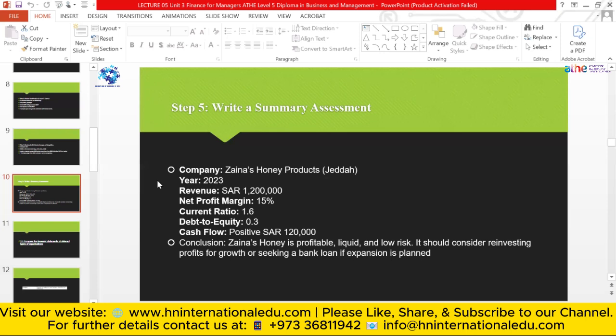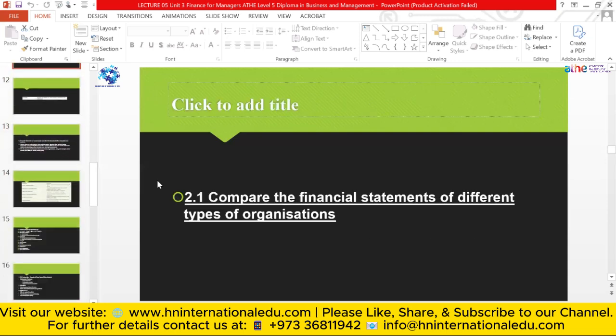So this was the actual breakdown of your LO2, what we're going to learn in this complete LO2 in different assessment criteria. Now from here, your 2.1 starts. Let me just write the names. 2.1 states: compare the financial statements of different types of organization.